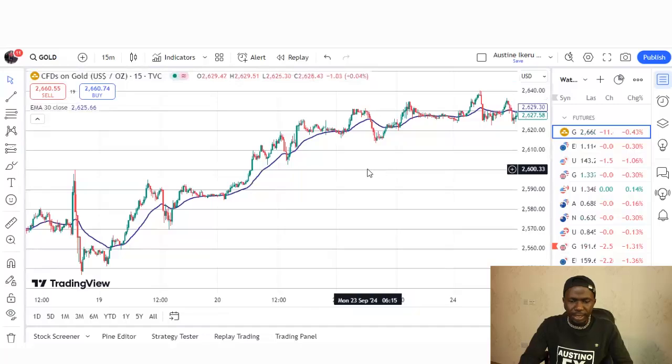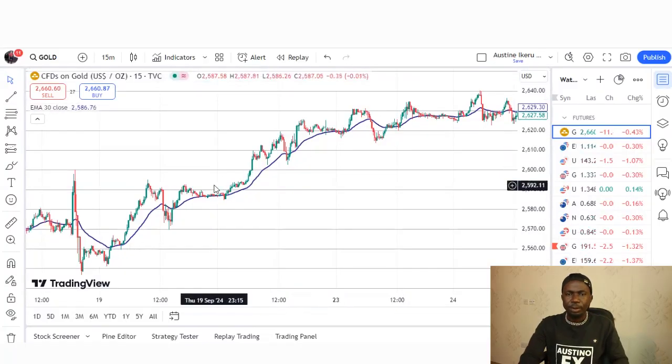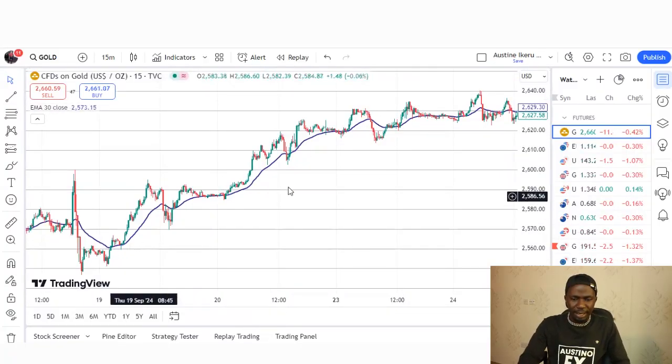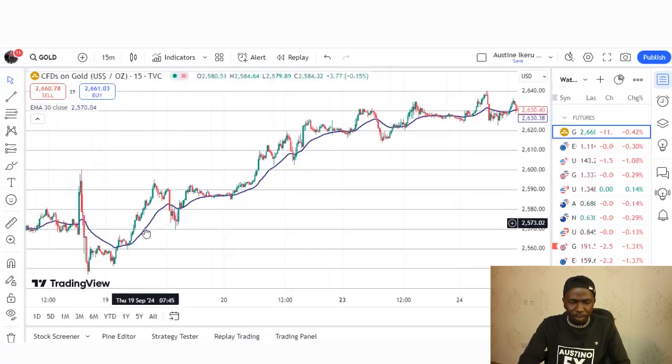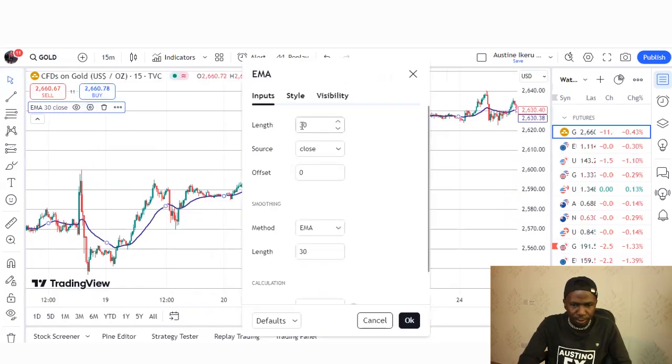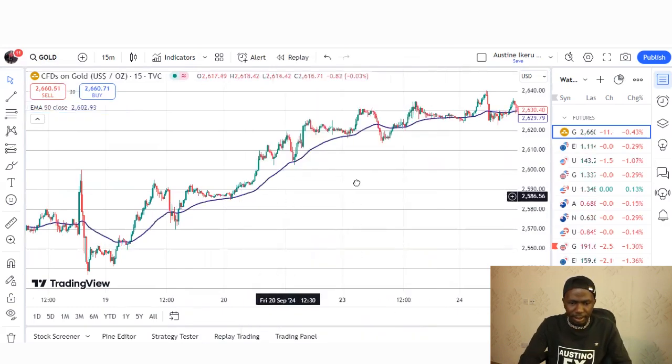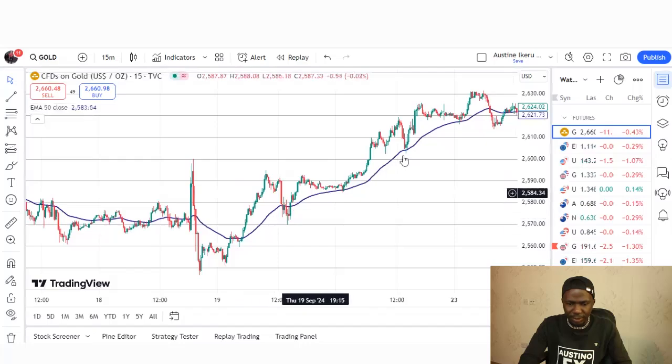Okay, so this is an example of what I'm talking about. Now you can clearly see that the market here is trending, but the price is not truly respecting the 30 EMA. So what we'll do in this scenario is change the period. So let's say 50. Okay, here you can see that the market is respecting the 50 EMA.